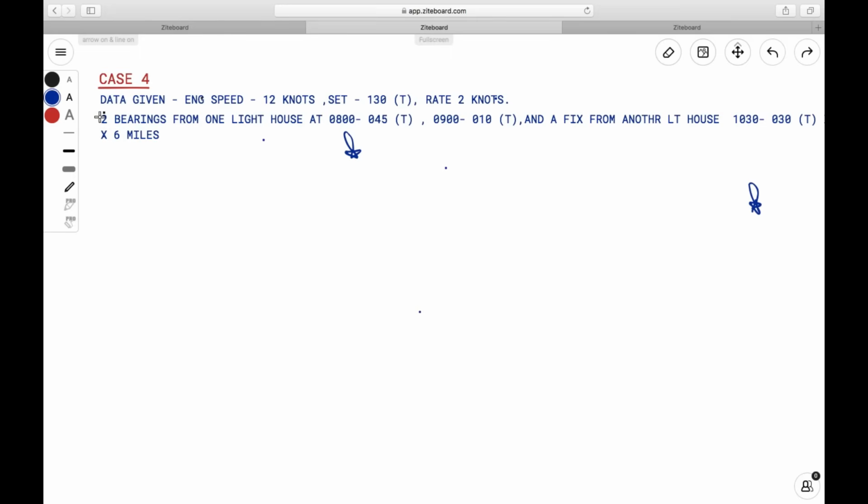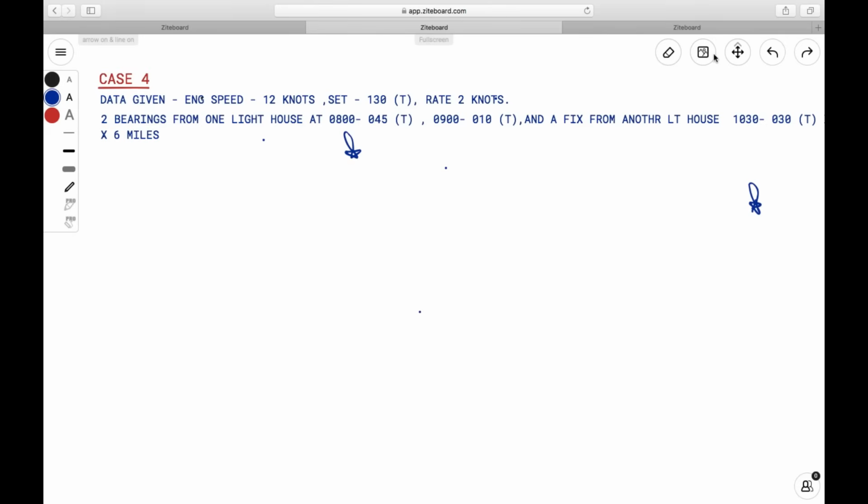And next thing is very important. You have two bearings from one lighthouse at 0800 and 0900, and the next one, third one, is a fix. So since we discussed above, there can be cases where two bearings are given and fix is given. So you can use the third bearing as an element, and you can solve this problem.